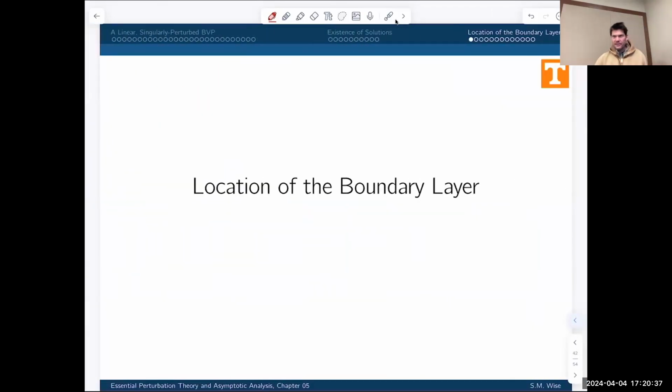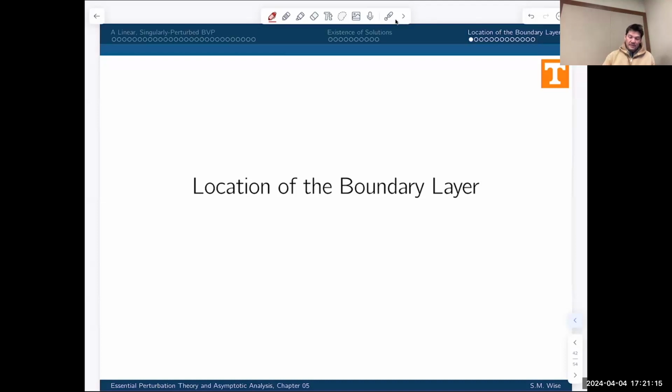Okay, all right, next topic is how do we find the location of the boundary layer? We need this theory of existence to tell us when we have a solution, but it's also going to help guide us whenever we want to locate the boundary layer. So far, we've only ever said that the boundary layer is located at x equals 0, or the left-hand boundary, right? But we want to exhibit examples of all types where the boundary layer could be in the middle, at the left-hand endpoint, or at the right-hand endpoint.